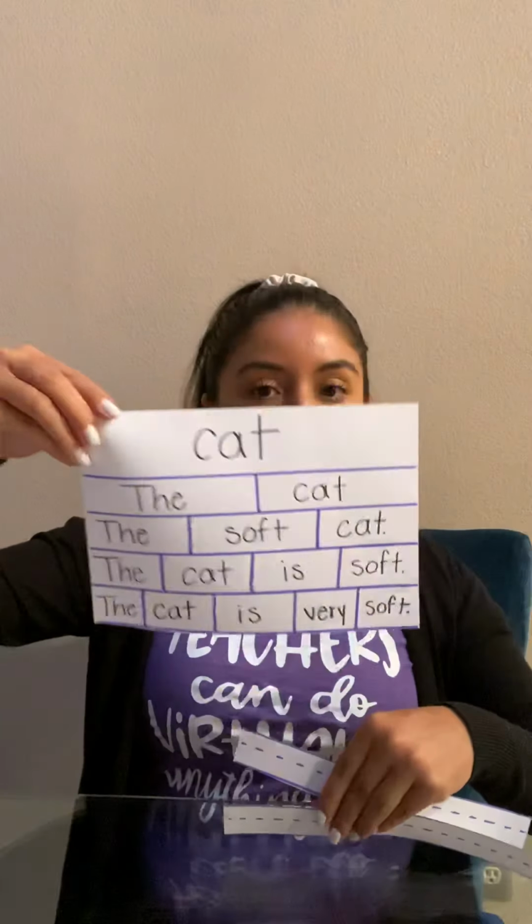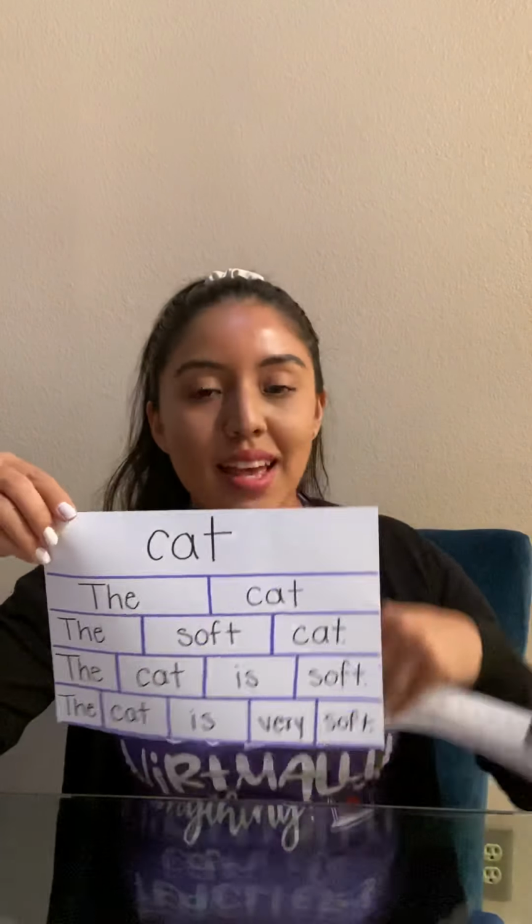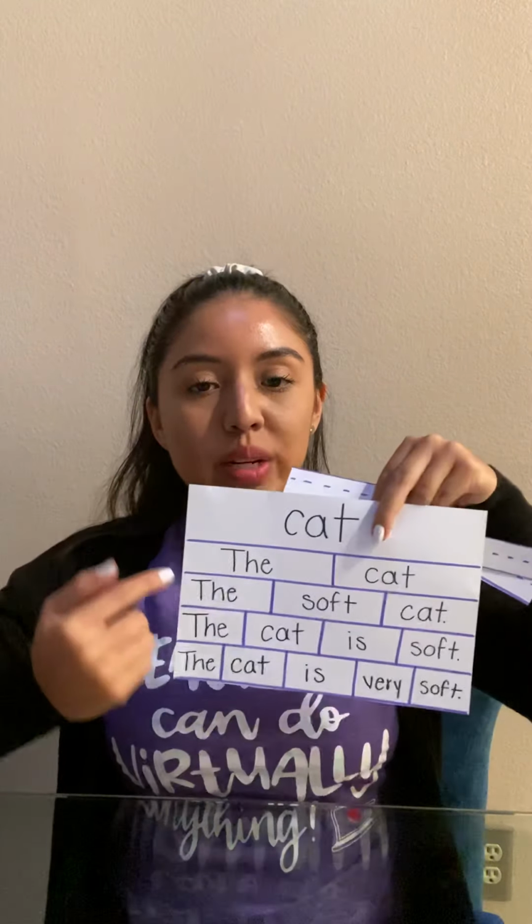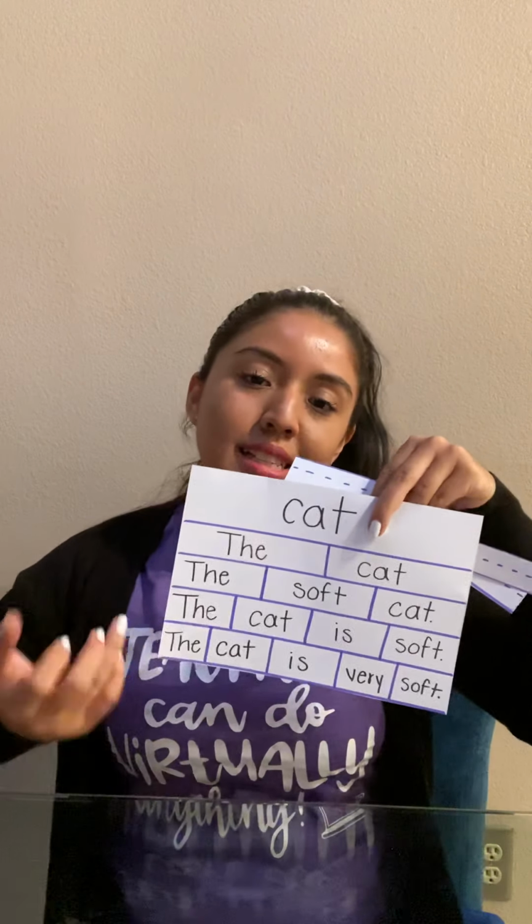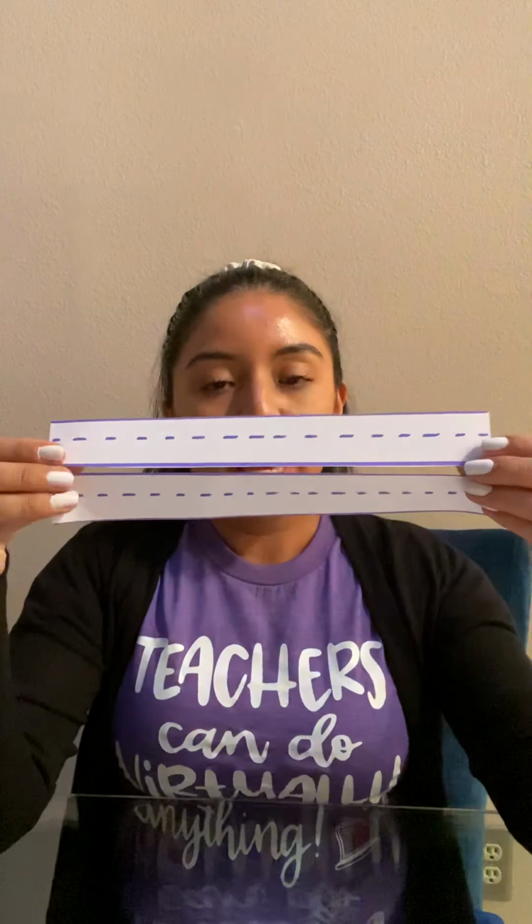I would have my students rewrite words or sentences, for example, the ones that get a little more complex. I would have my students then rewrite the more complex sentence, for example, the ending sentence, the cat is very soft. I would have my students then practice their handwriting skills and rewrite them on here.